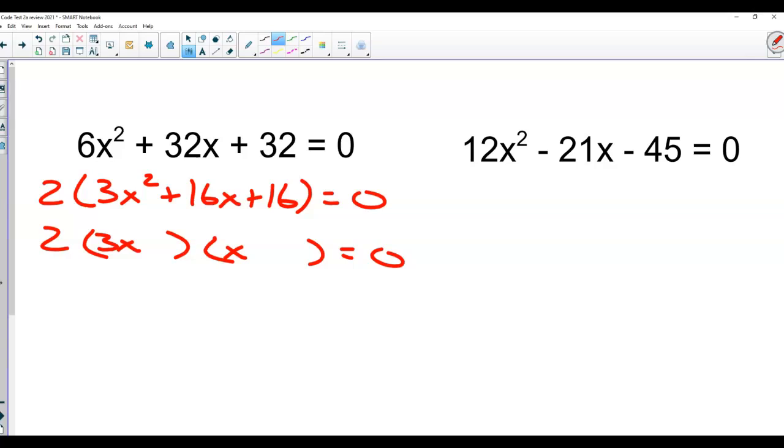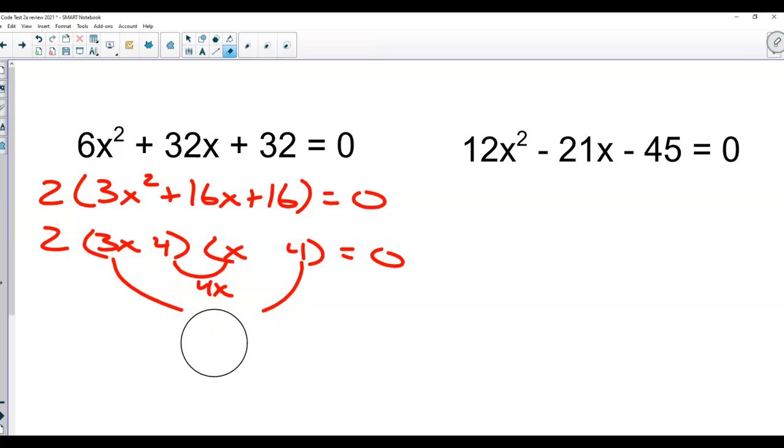I'm going to try my middle numbers first. Let's try 4 and 4. 3x times 4 is 12x. 4 times x is 4x. 12x and 4x add up to 16x. That can work. So I erase this. Now that I've checked it.